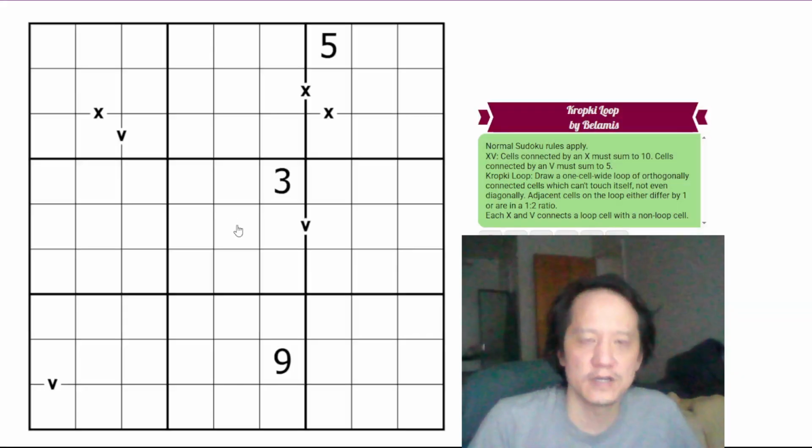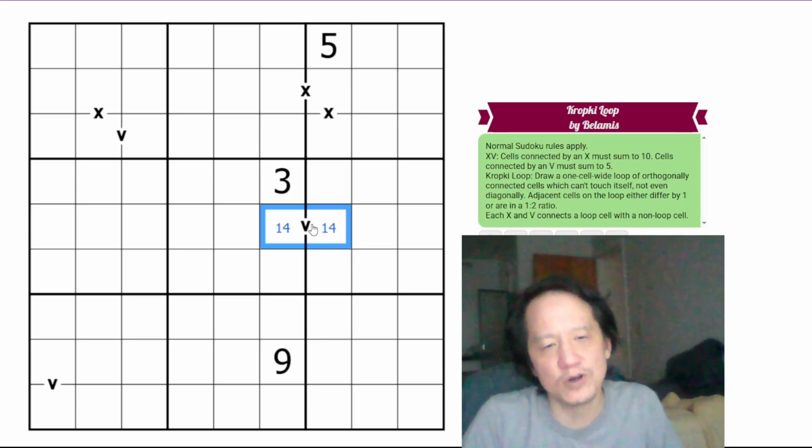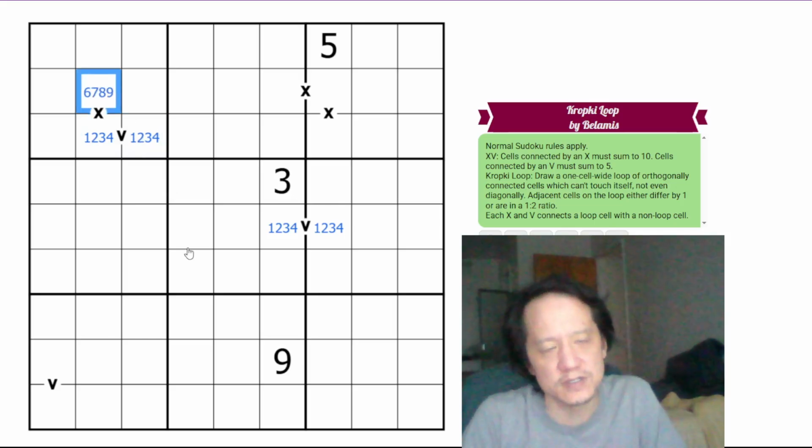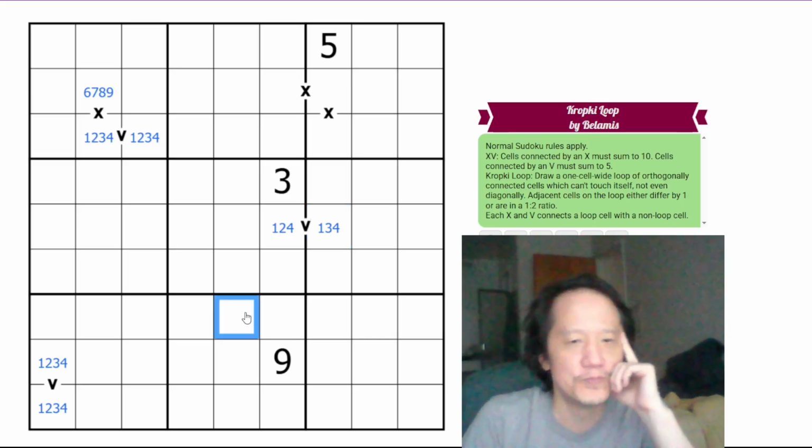Let's go. Okay, all the V's have to be 1 and 4 or 2 and 3 adding up together. So this is 1 through 4, this is 6 through 9. These are 1 through 4. This can't be 3, so this can't be 2.